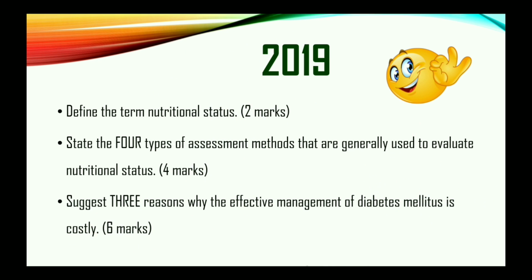Let's go. 2019. Define the term nutritional status. 2 marks. State the 4 types of assessment methods that are generally used to evaluate nutritional status. Suggest 3 reasons why the effective management of diabetes mellitus is costly. 6 marks.